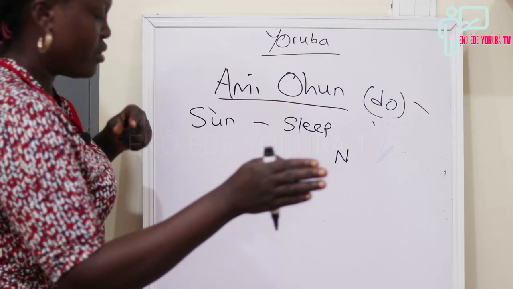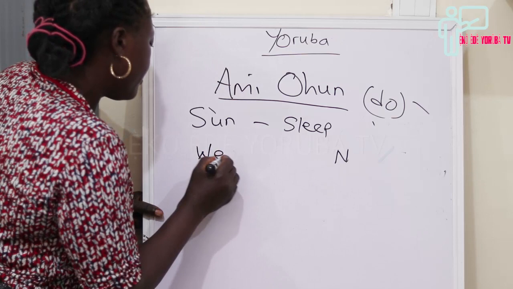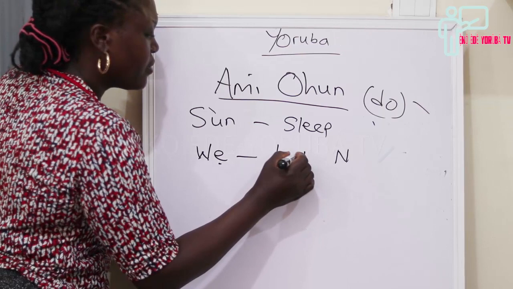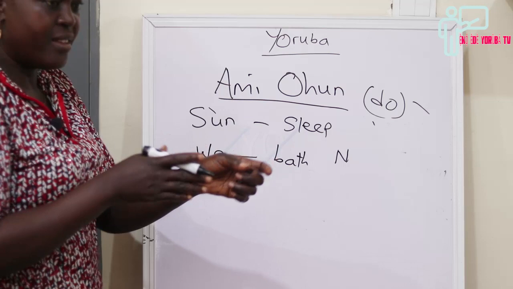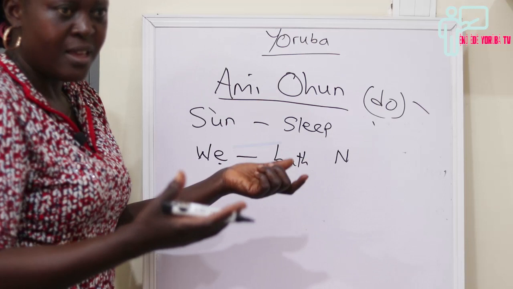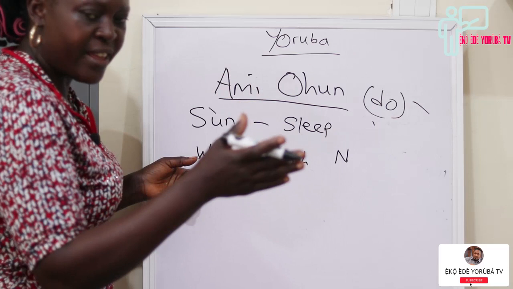Now, I want to say where. What is the meaning of where? Bait. The meaning of where in Yoruba is bait. I want to go and bait. Say where? Where? Do.